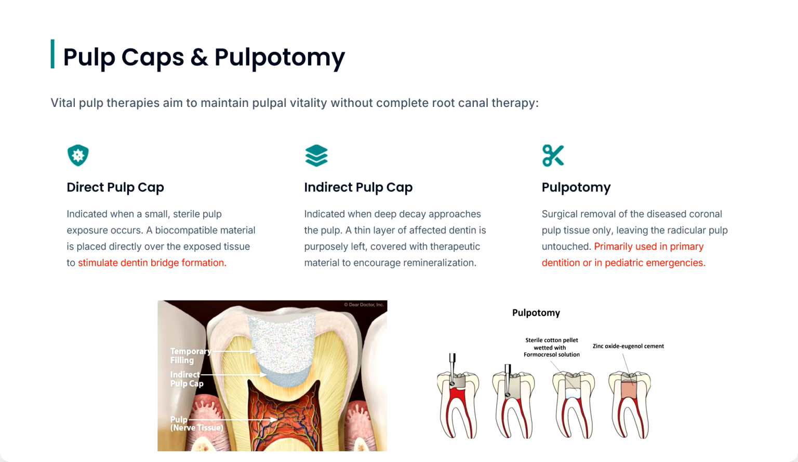Now indirect, when deep decay approaches the pulp. So what I need to circle up here is sterile pulp exposure. Indirect is where deep decay approaches the pulp. That's your key difference. Direct pulp cap means the dentist was looking at it directly and they decided to cap the pulp. Indirect means the dentist wasn't there when the pulp was exposed, but they still got to put something there to help fix it. That's your difference.